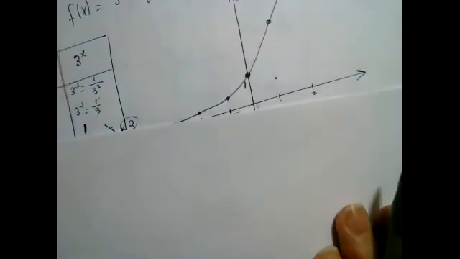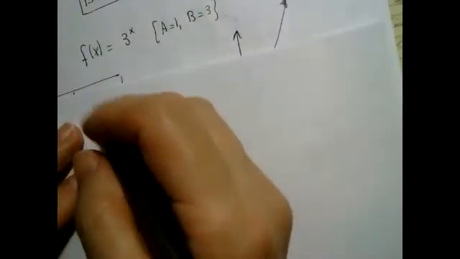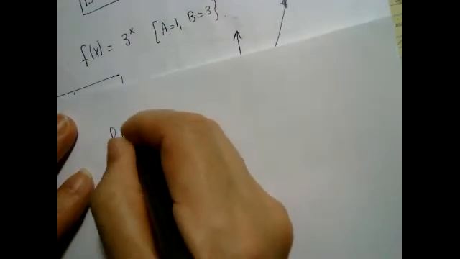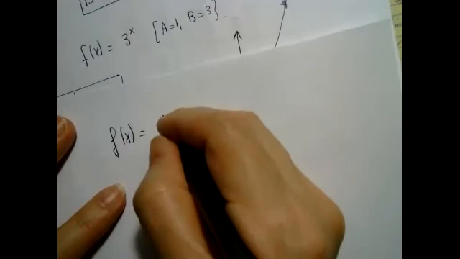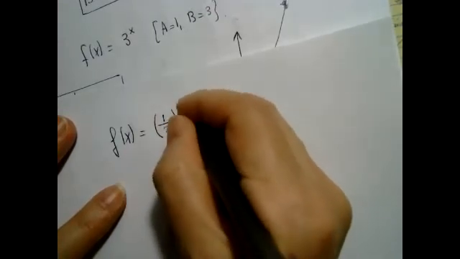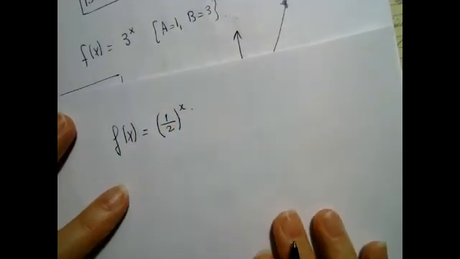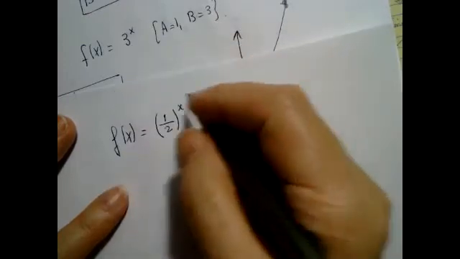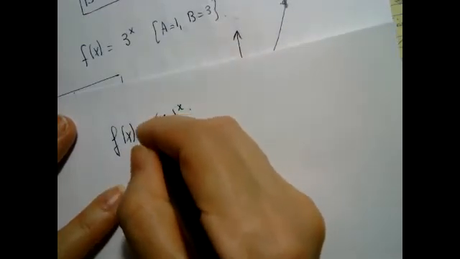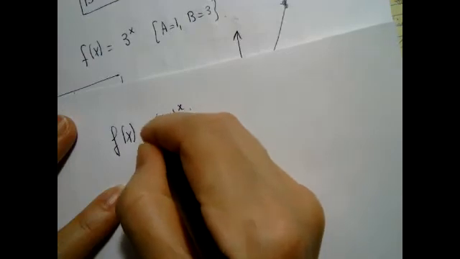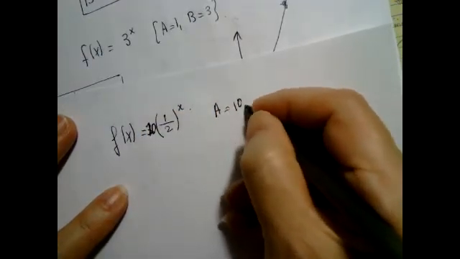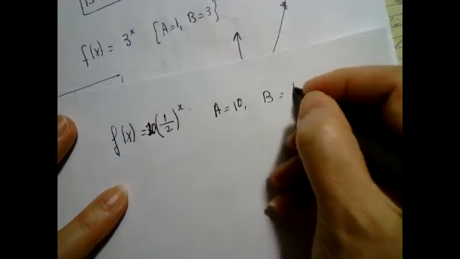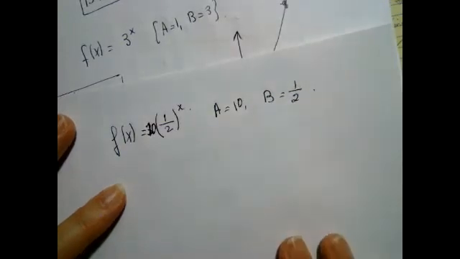All right. Now one more graph and then we summarize. So now I'm going to take the same idea. I'm going to take the graph of f of x equal, and I'm going to change the b a little bit. So I'm going to take 1/2 to the power x. Let me multiply it by 10. So here a is 10 and the b is 1/2.